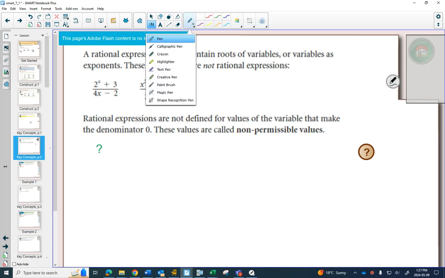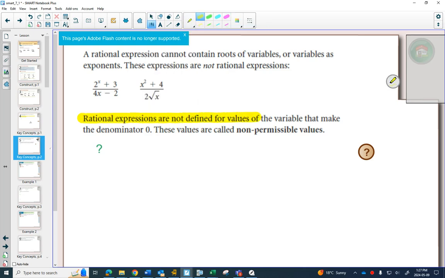A very important thing in rational expressions is talking about non-permissible values. You are not allowed to divide by 0.